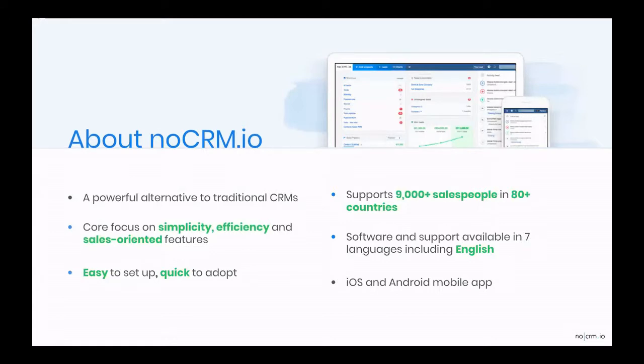So first, a little bit about noCRM.io. We are a lead management software that's focused on sales teams. We're created for the sales team. And one of our core focuses is our simplicity and our efficiency and our onboarding. We have a very easy onboarding process, easy to set up. We also support more than 900 salespeople around over 80 countries. And we're available in 7 languages, which includes English. And we have an iOS or Android mobile app.